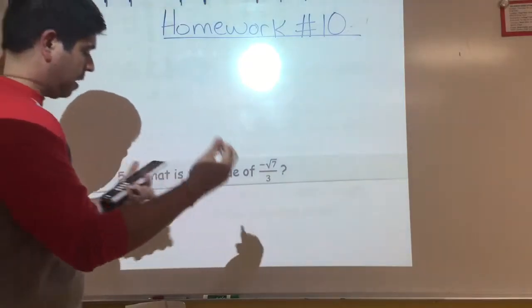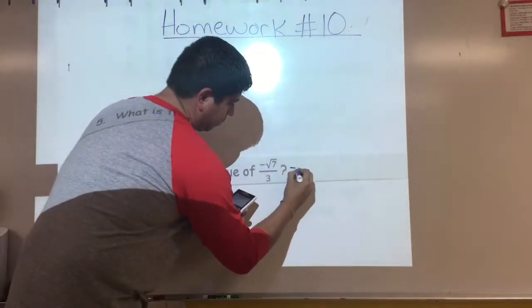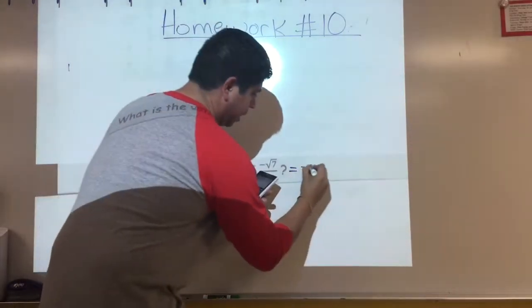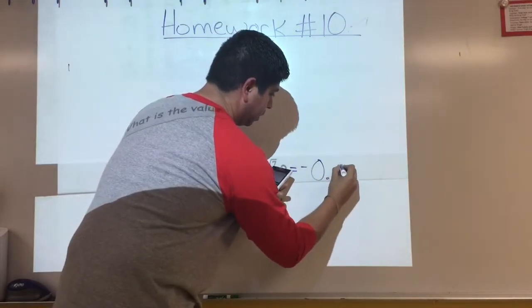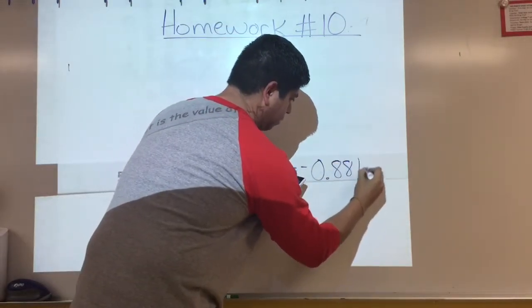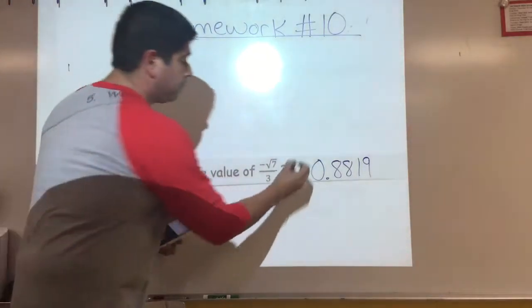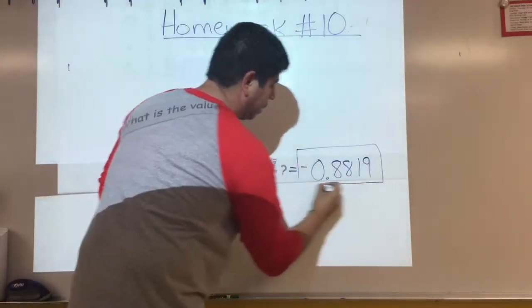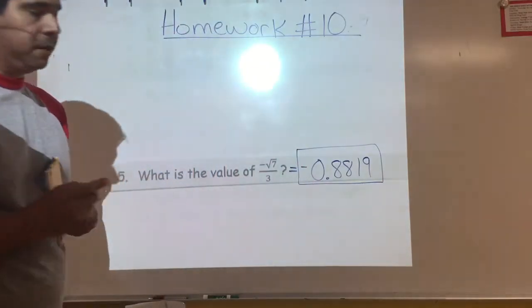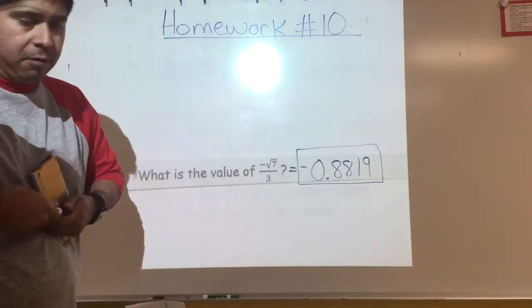Okay, I'm going to get a value of -0.8819. We'll just go 4 decimal places, it's fine. If you went more, that's okay too, but you don't have to. Anything that's close to that will be fine.